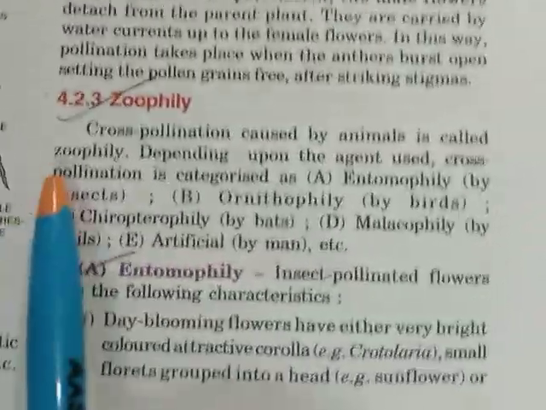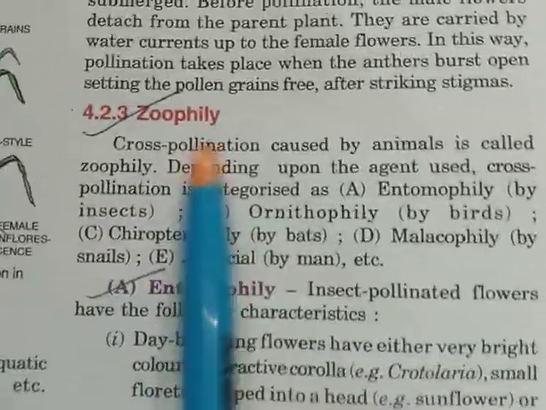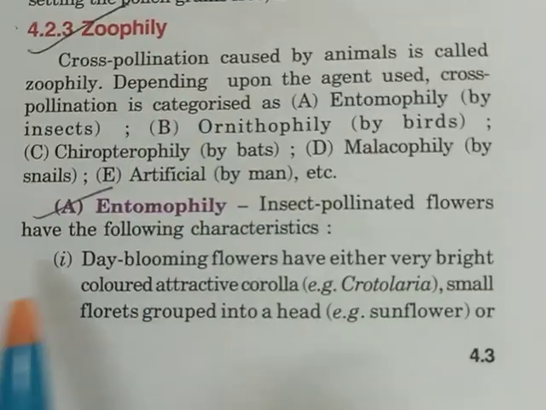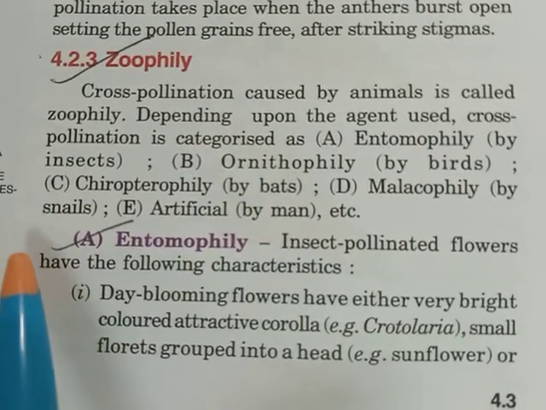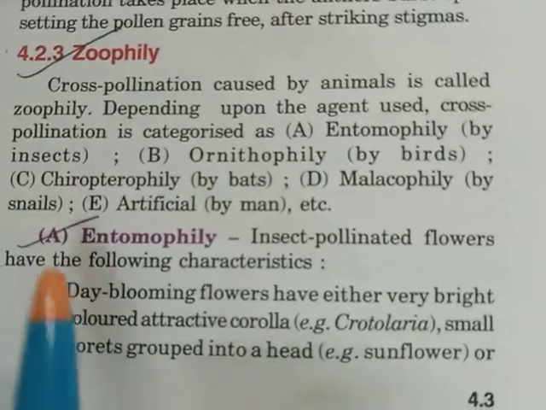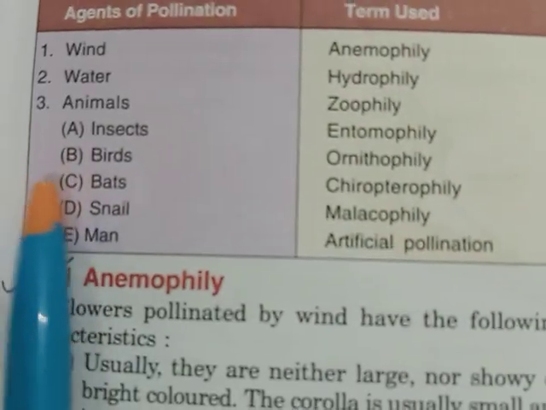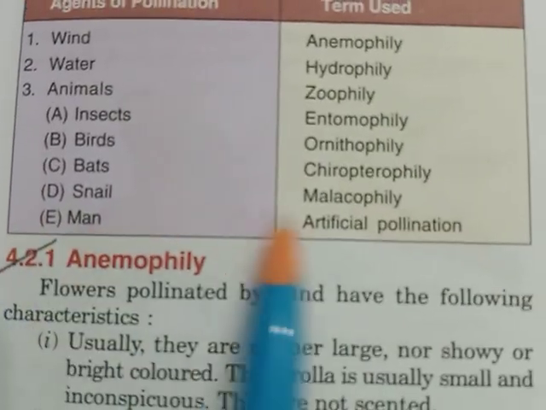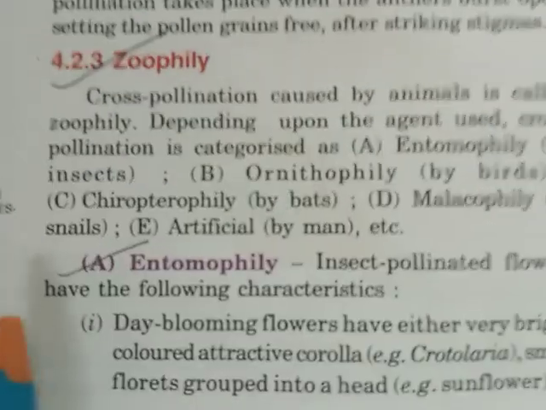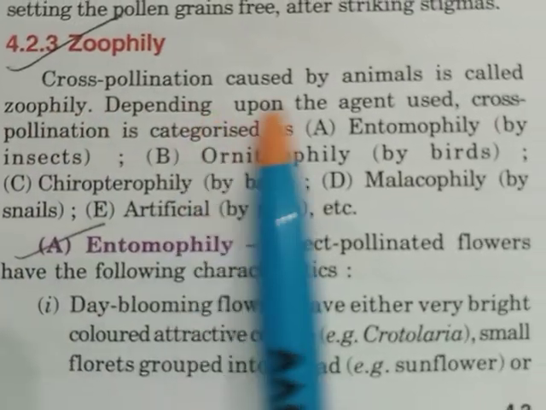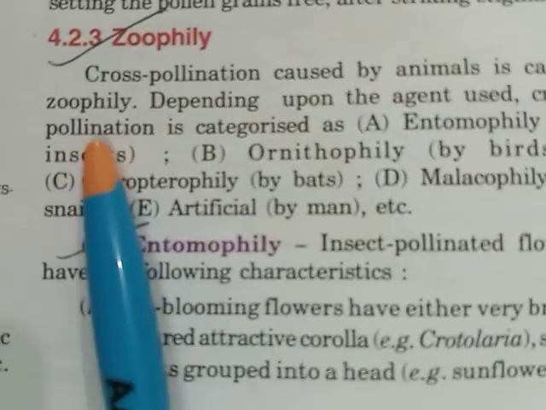The third type of pollination is zoophily. Zoophily means this pollination is brought about by animals. Here, in the agents of pollination, we have seen the different types of animals which help in pollination. So here we will study about this. Cross pollination caused by animals is called zoophily.